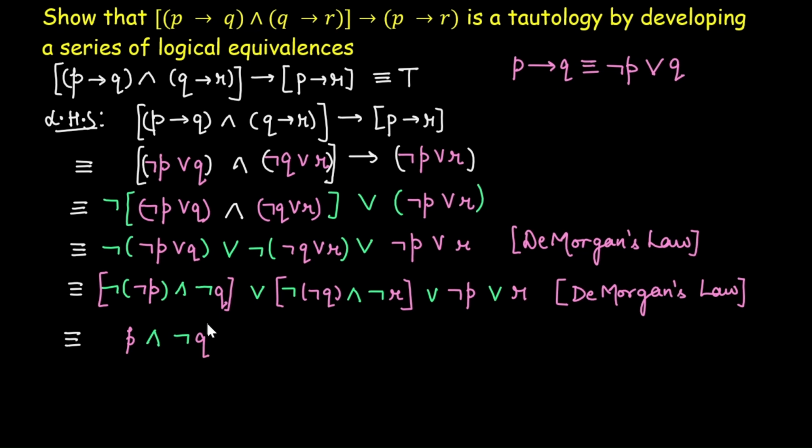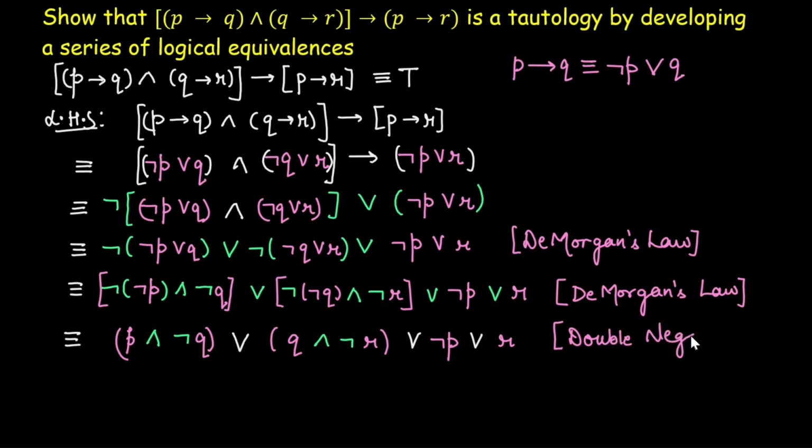Now again we need to keep the bracket. Next operator is OR. Here we can write negation of negation Q is Q and negation R as it is. Then the statement is as it is. Here we have used double negation law, that is negation of negation P is P and negation of negation Q is Q. This is logically equivalent to what?